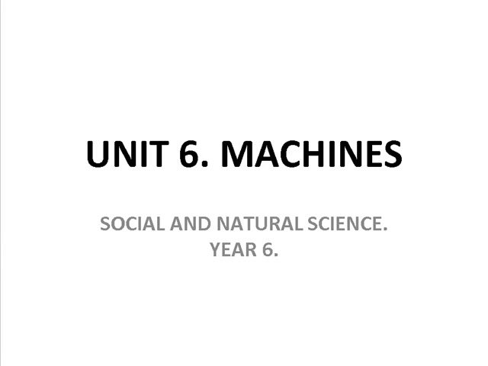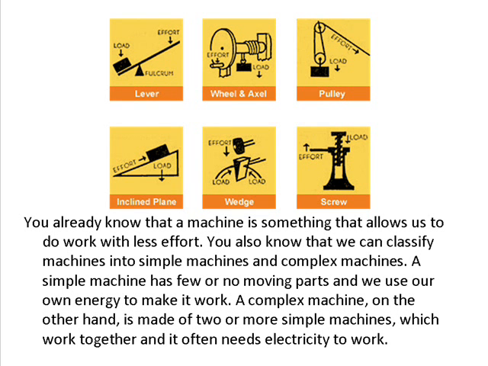Unit 6, Machines. Simple machines. You already know that a machine is something that allows us to do work with less effort. You also know that we can classify machines into simple machines and complex machines. A simple machine has few or no moving parts, and we use our own energy to make it work.